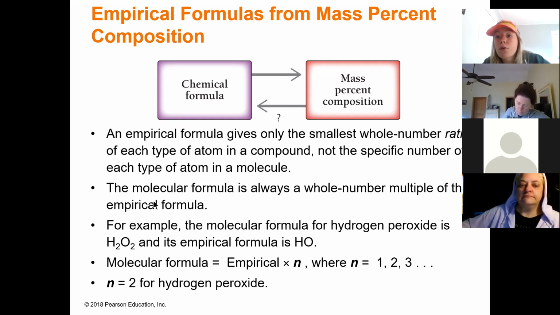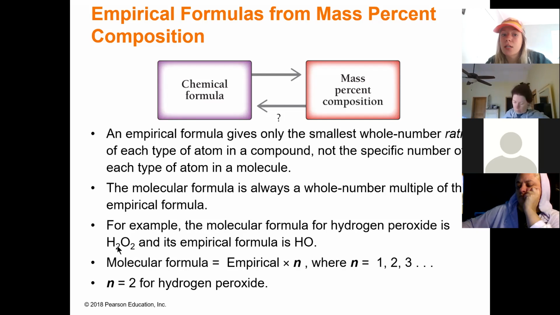So remember, an empirical formula is a formula with the smallest whole number ratio of each atom. A molecular formula has the same ratio as the empirical formula, but it's multiplied by some value. Hydrogen peroxide is a great example. In real space, two hydrogens are bonded to two oxygens. So it's H2O2. That would be the molecular formula. The empirical formula, on the other hand, would just be HO. What is the most basic ratio in that molecule? It's that there's a hydrogen for every oxygen.